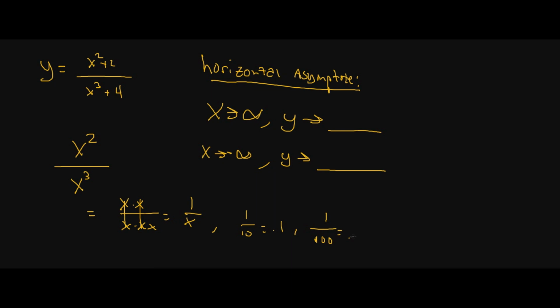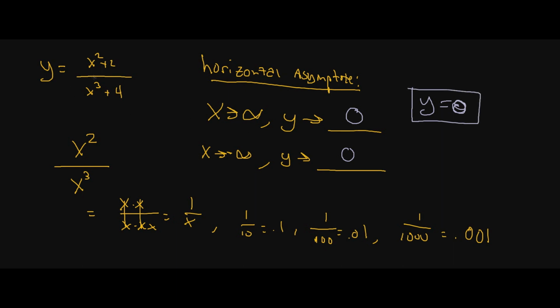Well, that's going to give me 0.01. And if I divide 1 by 1,000, I'm going to get 0.001. Well, what's happening to my y values now? You can see that the bottom is getting bigger, so the whole thing is becoming a smaller and smaller number, and it's approaching 0, right? 0.1, 0.01, 0.001. So this is approaching 0. So my horizontal asymptote would be y is equal to 0.